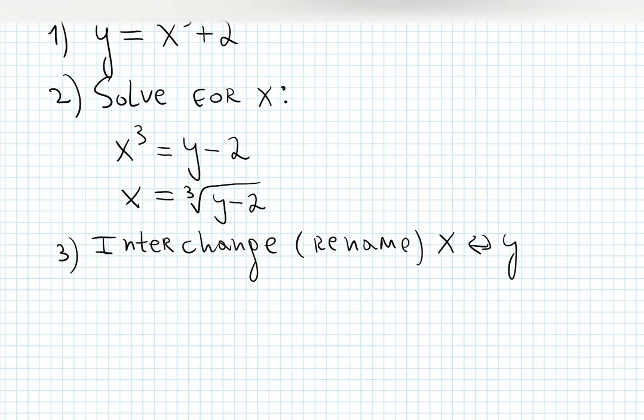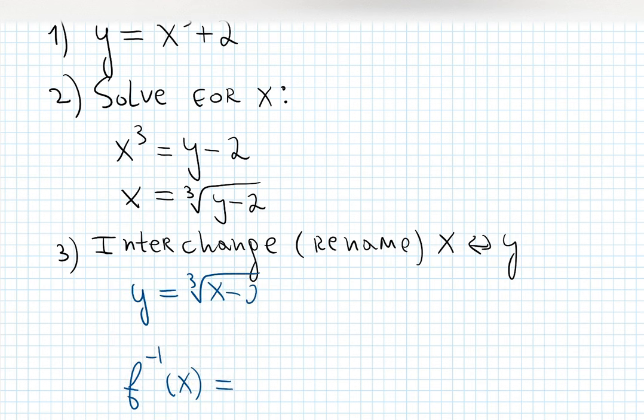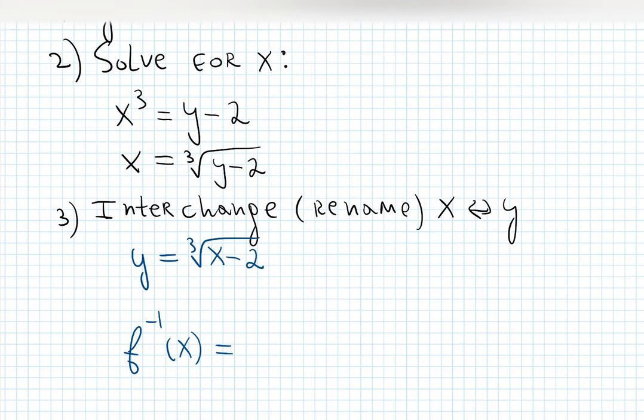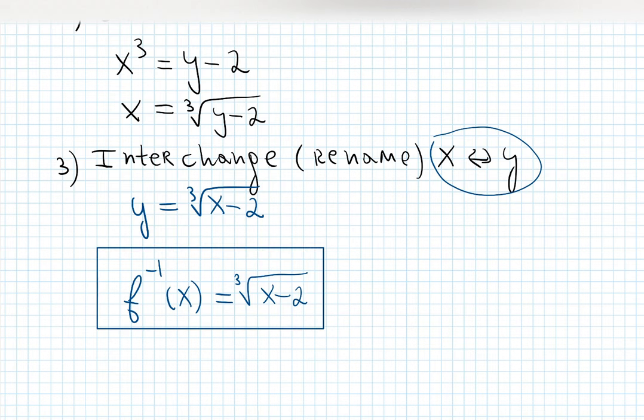Then the inverse function will be, the answer will be f inverse of x. Well, renaming gives me, let me not skip this step. Renaming becomes y equals cube root x minus 2. That's what we mean by rename. Whatever used to be x becomes y, whatever used to be y becomes x, because input becomes output, output becomes input, and then whatever you just found, that's inverse. Inverse function is cube root x minus 2. That's the answer.